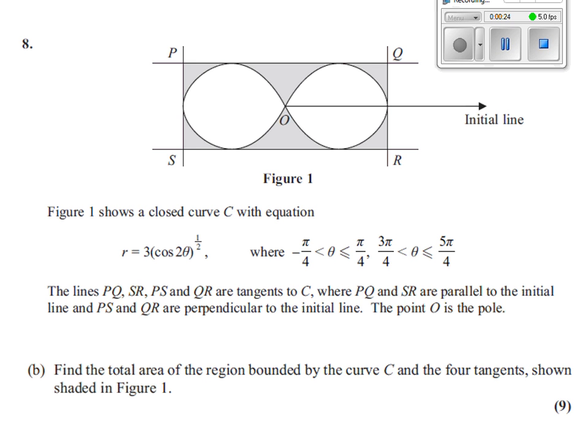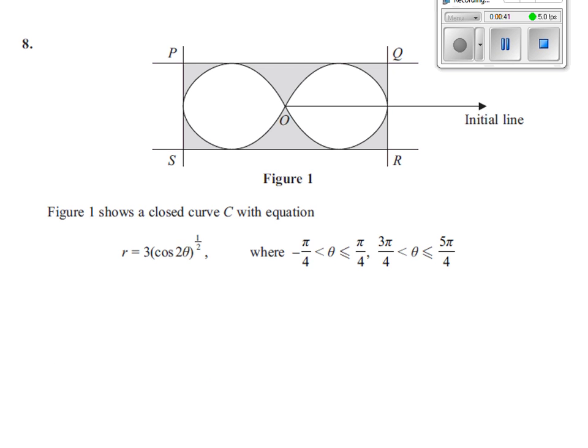Now the first obvious thing we should recognize here is that the tangents form a rectangle. So if we break this question down, the first thing we need to work out is this distance, SR, and that distance, QR.